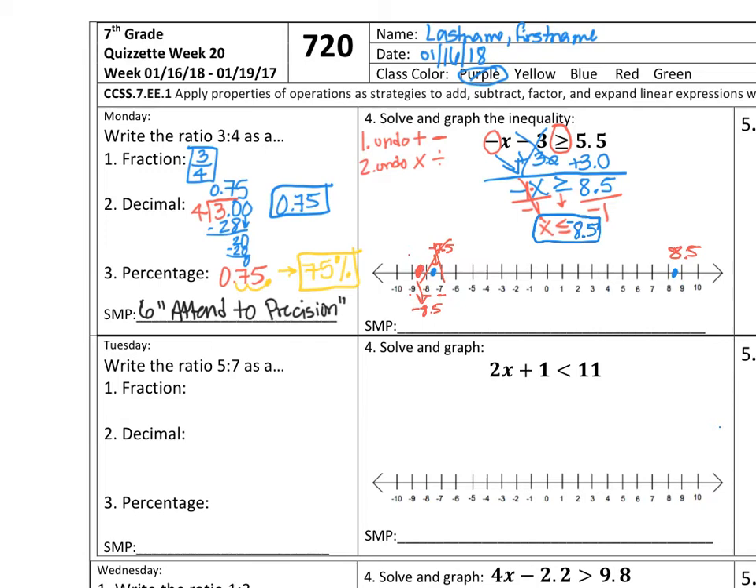So is it going to be an open circle or a closed circle? It's going to be a closed circle because our inequality has an equal sign on the bottom. Here's another question. Is it going to be to the right or to the left? The arrow is pointing to the left. So we shade everything to the left of the dot. Now that is the right graph. The SMP you're using here is SMP 4, which states model with mathematics.